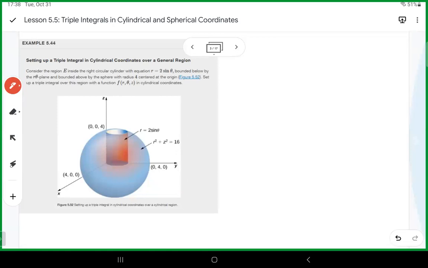Now first you want to identify that the equation for the sphere is going to be r squared plus z squared equals 16. We can see that the limits for z are from 0 to the square root of 16 minus r squared. Then the limits for r are from 0 to 2 sine theta. And then finally the limits for theta are from 0 to pi. So that region would look like this.